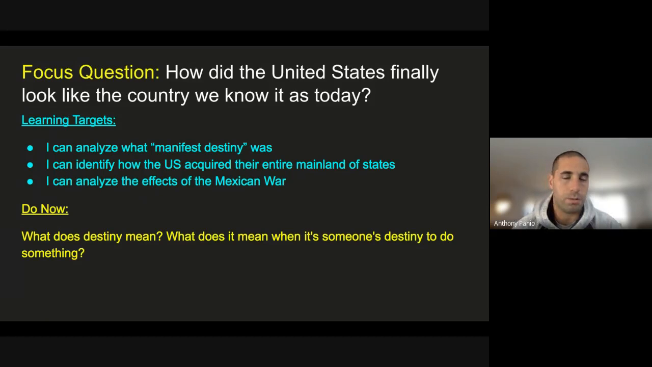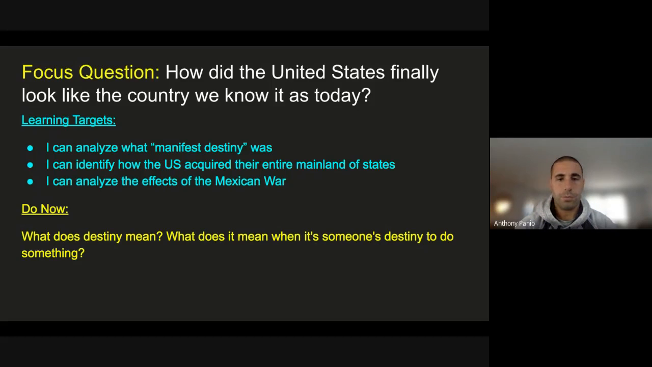So the good thing is, since we're not doing this live, you could just pause the video and write down the focus question and then turn the video back on when you're ready. We are also going to look at the do now. What does the word destiny mean? So if you need to look it up quick, that would be fine. You could do that as well. And what does it mean when it's someone's destiny to do something? So pause the video, okay, and then we could go over this once you're done.